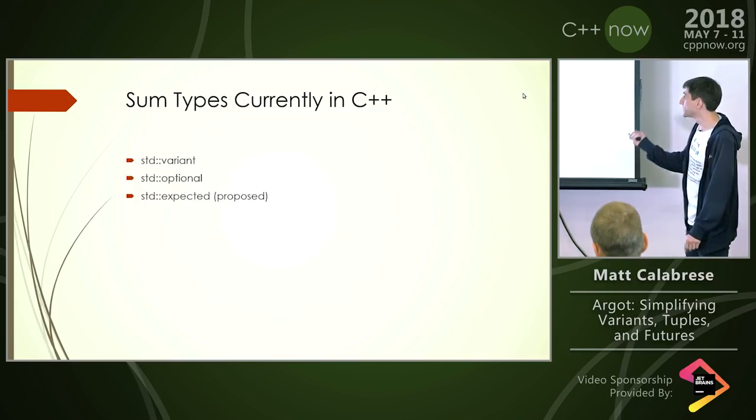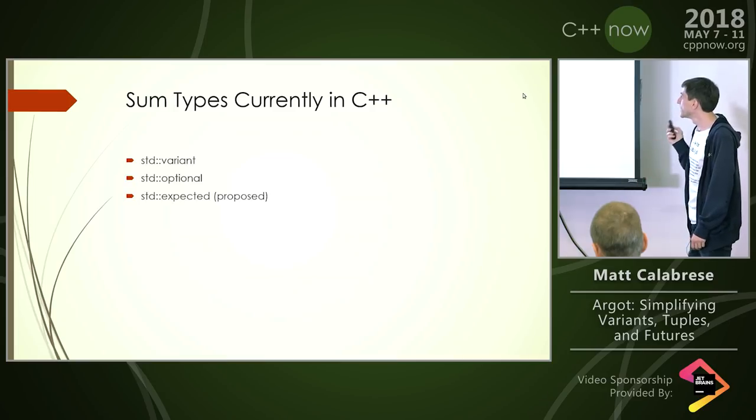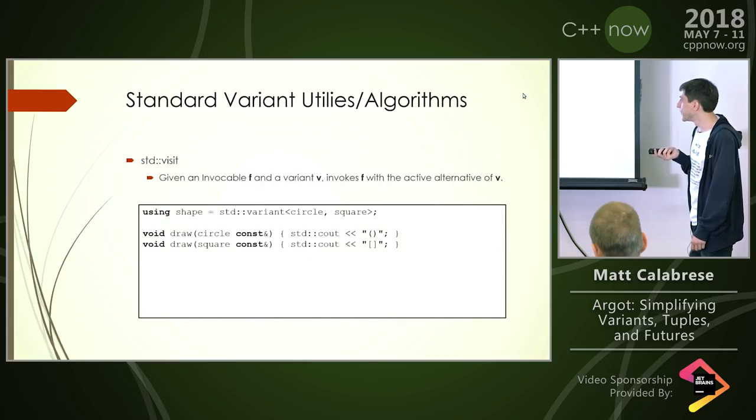So moving on to sum types. In C++, we have std variant, std optional, and we have a proposal for std expected. The top two were introduced in C++17. I think most people know what they are. The facility that we have for interacting with variants in C++ is std visit, and it's actually pretty similar to std apply.